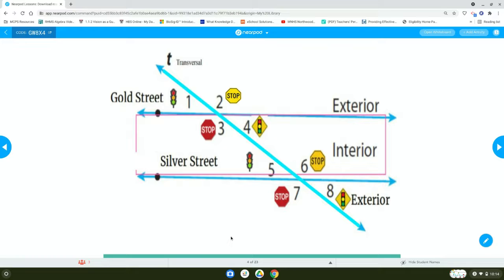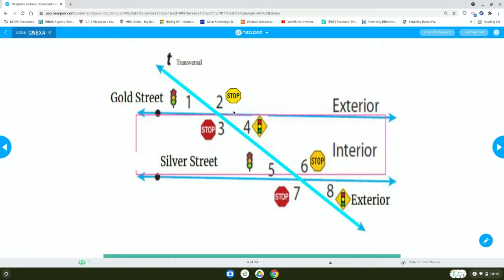At any transversal, we say that the four angles created are going to be congruent on the next parallel line. So we're looking at a street light on 1, a yellow stop sign on 2, a red stop sign on 3, and a caution traffic light on 4. All those are also represented on 5, 6, 7, and 8. So these two parallel lines have the same symbols at the intersection.